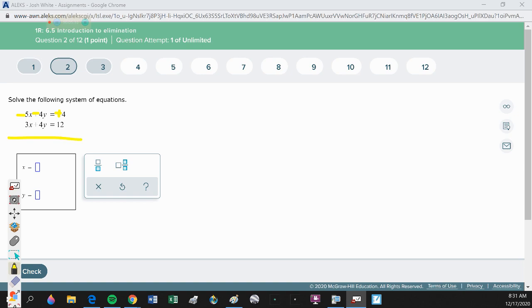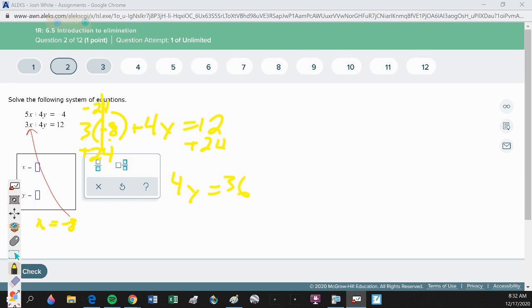Now, when I add, -5x plus 3x is -2x. The y's cancel, and 4 plus 12 is 16, so x is -8. Then I plug that back in. Doesn't matter which equation I use. 3 times -8 plus 4y equals 12. 3 times -8 is -24. So I need to add 24 to both sides. 4y equals 36. So y is 9.